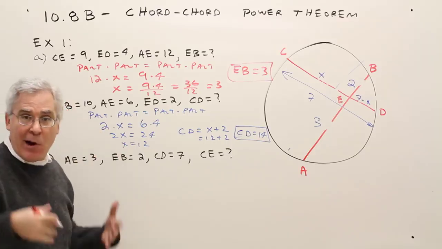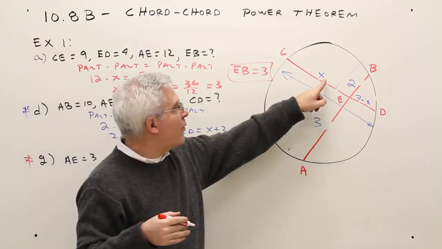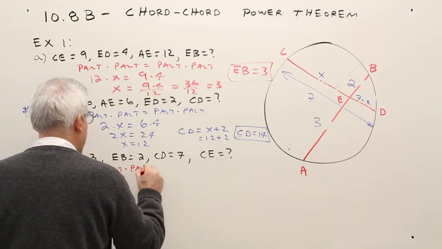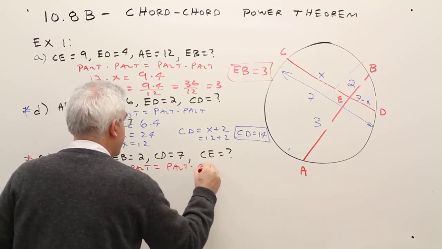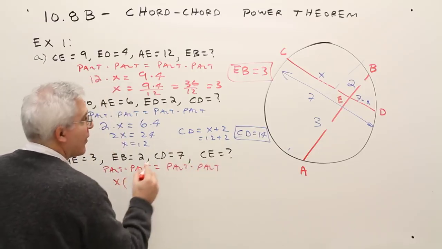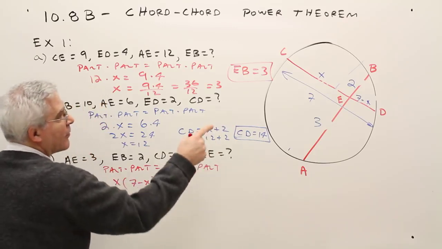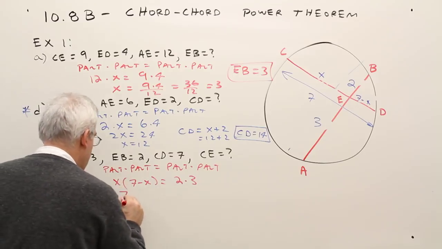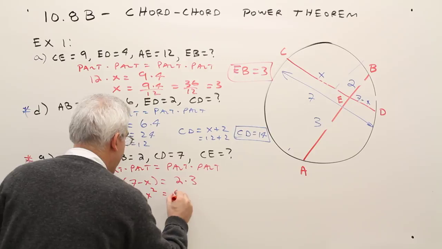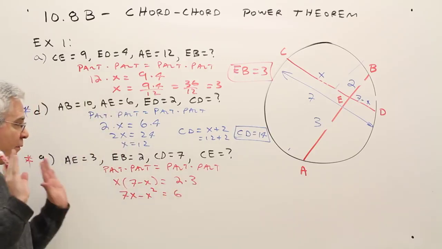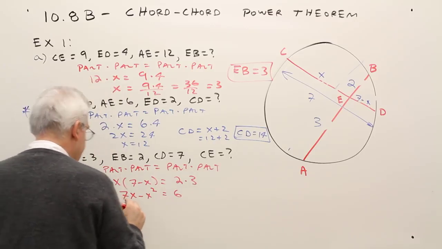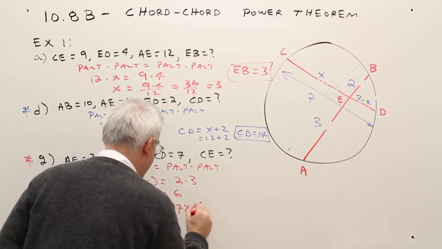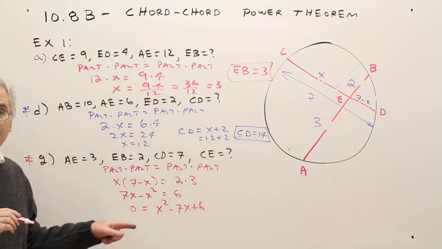Okay, so now again, part times part equals part times part. So X times 7 minus X equals 2 times 3. Distribute. 7X minus X squared equals 6. Get it in standard form, I'll move everybody over to this side. So it'll end up being 0 equals X squared minus 7X plus 6, if you do the math. Then I'll try to factor.